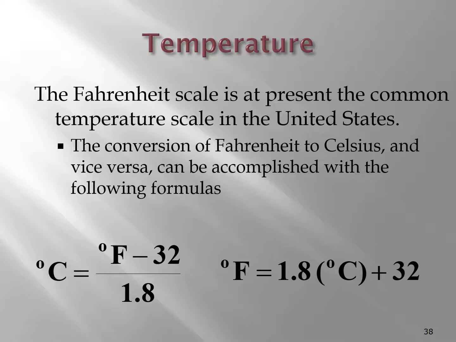So if you want to know the Celsius scale and you already know Fahrenheit, you take Fahrenheit, subtract 32, and then divide by 1.8. So this is how you would go back and forth. We'll pretty much stick to Celsius temperatures in this class, but like I said, we may have to use Kelvin from time to time.